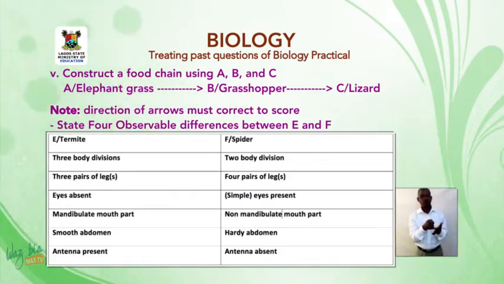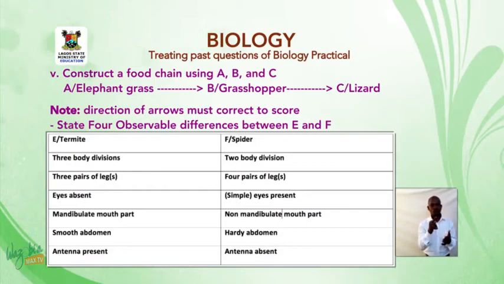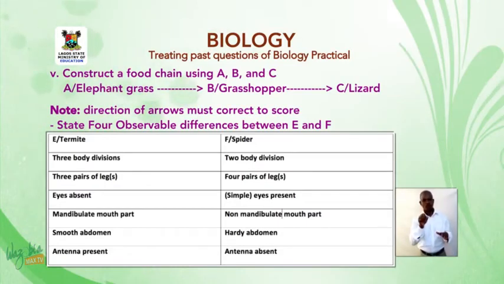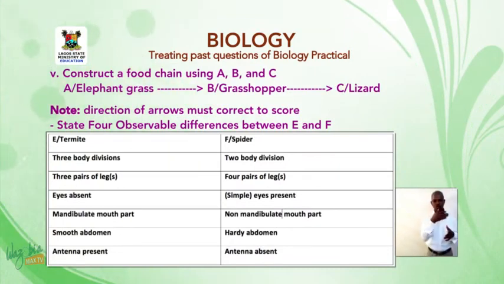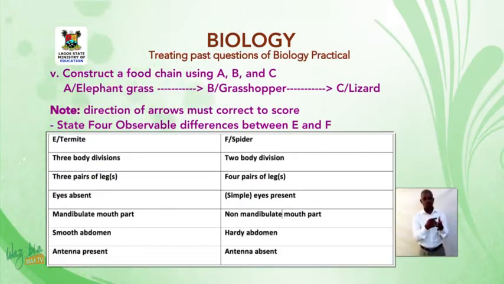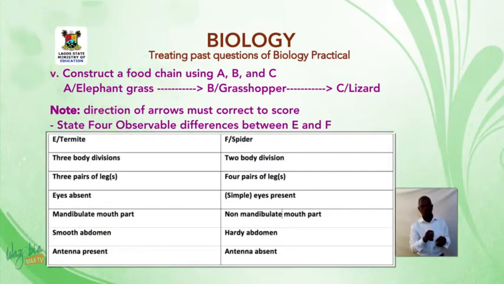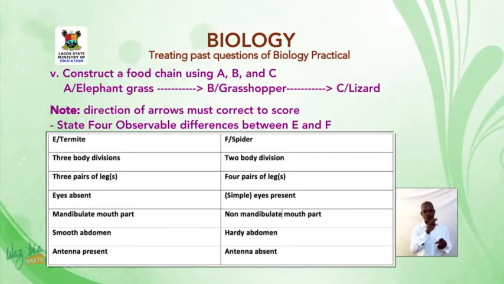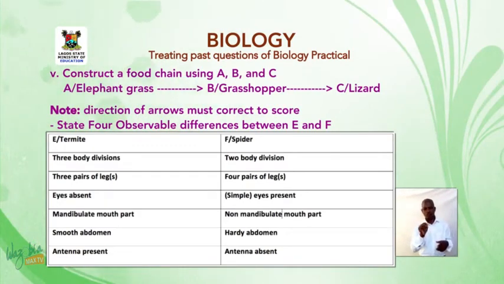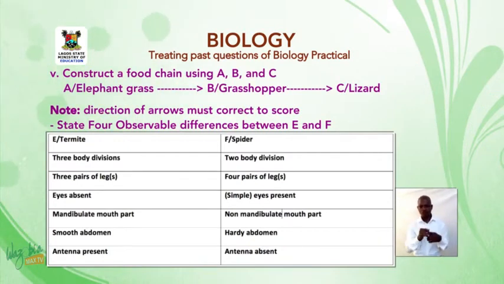Now, let's look at it. If you have a question like this, the first thing to do is to tabulate it so that whoever is marking, your examiner, can really get what you are trying to say. So it's always better to tabulate your answer. Observable differences like this, even if it's similarities, let your answer be in tabular form. Now, termite, which is E, then spider. Termite has 3 body divisions. Spider has 2 body divisions.